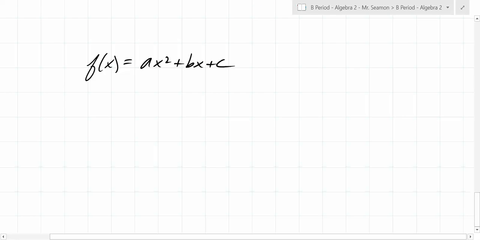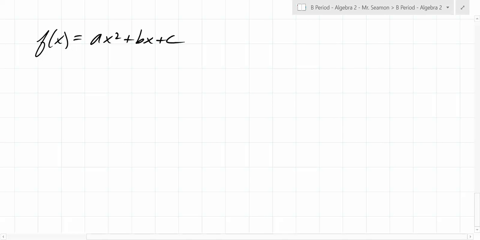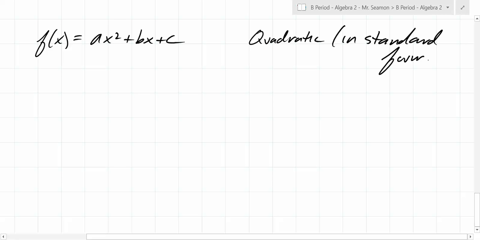What kind of function is f? What kind of function is it? It's a quadratic, and it's in standard form. It just happens to be. Does it have to be in standard form? It could be a quadratic without being in standard form, exactly. So in this case, we have a quadratic.